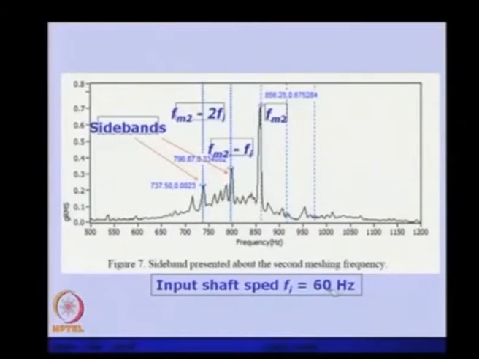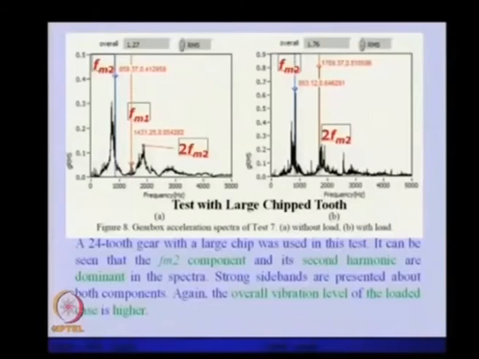The shaft speed is 60 hertz in this particular case. Now, this particular signal is with the large chip tooth. The previous signal was for the small chip tooth. In this, you can see that the 24 tooth gear with a larger chip was used in this test. It can be seen that the FM2 component and its second harmonics are dominant in the spectra.